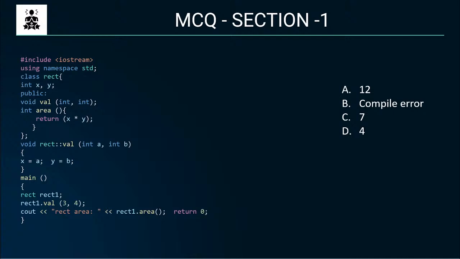So guys, you can see that we make an object rect1 of the rect class, and the value passing is 3, 4. So it took the class member function with the argument 3, 4. So x value becomes 3 and y value becomes 4. By this we are returning the multiplication of these two numbers. So what is the multiplication of these two numbers? 3 into 4, we got 12. So the answer will be A.